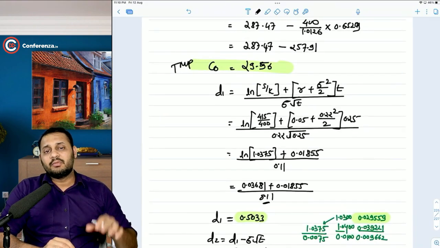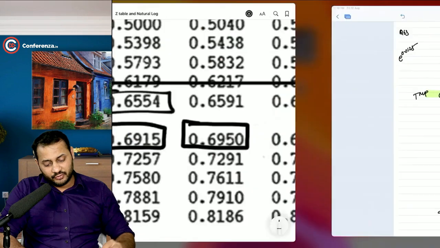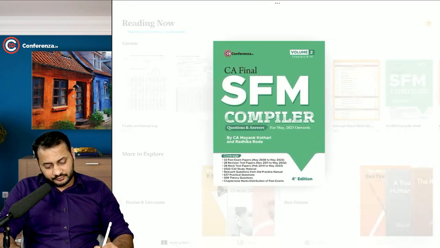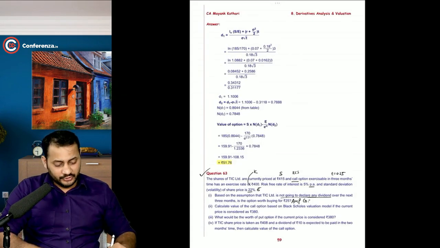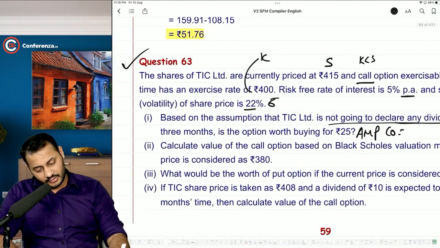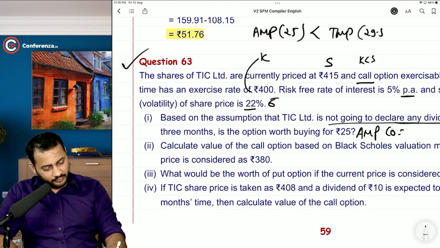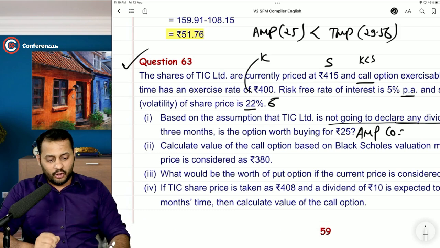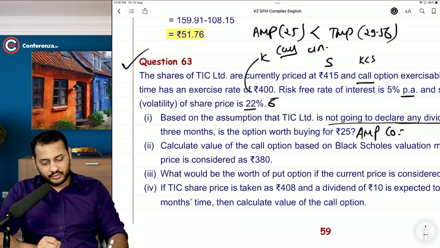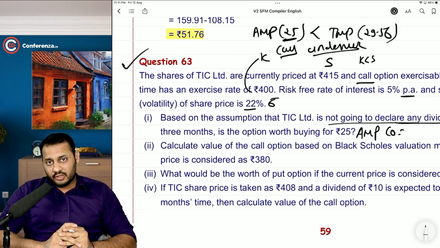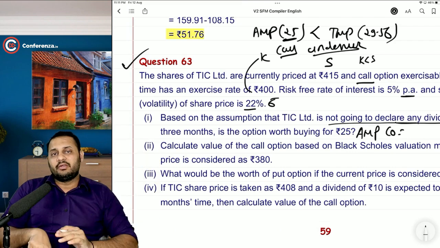So this is the theoretical market price, which is 29.56, and if you go back to the question, the actual market price is 25 rupees only. Have a look. So when the actual market price is 25, which is less than the theoretical market price of 29.56, what will you say? The call is undervalued. It's available at 25 instead of 29.56. So it's better to buy the call. It's worth buying the call at 25.